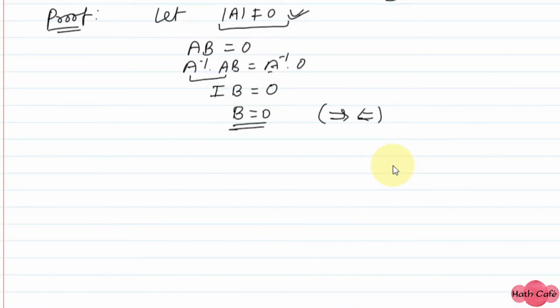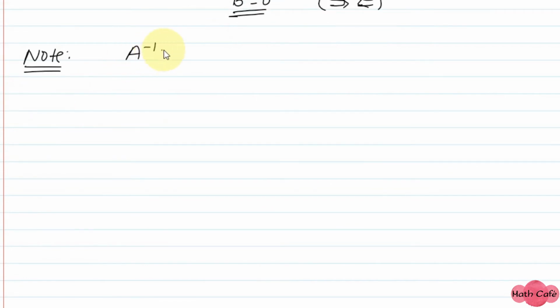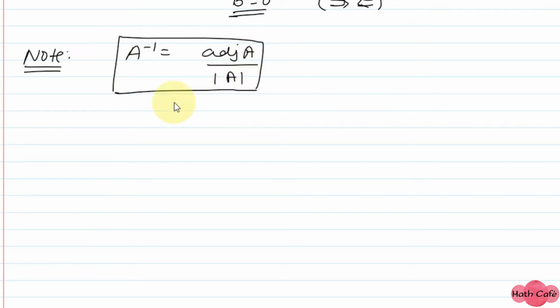Hope you understand this. As we have seen in point number 2, A inverse is defined as adjoint of A divided by determinant of A. It is understood that if we are obtaining A inverse, then the determinant value of A cannot be equal to 0, because this is lying in the denominator. Let's see 2 points.